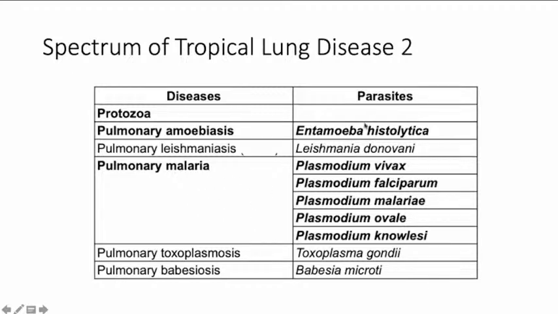For amoebiasis, again, the amoebic cyst can be found within the lungs, and this is where you might even find the patient coughing up what is called anchovy sauce because of a ruptured amoebic cyst. So you can have the cyst within the lungs.